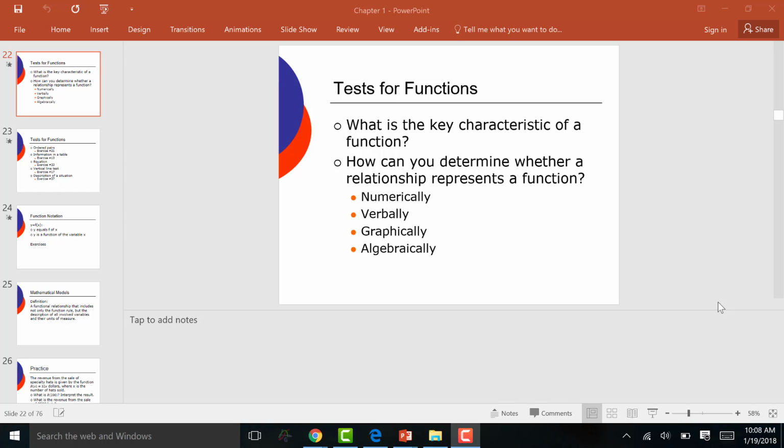Okay, and then we talked about the graphical one or the algebraic one. The algebraic one is just an equation. What are you supposed to do to test for functionality of an equation? Go to Desmos, type it in, and see if it passes the vertical line test. What if you're given a graph? Just see if it passes the vertical line test.